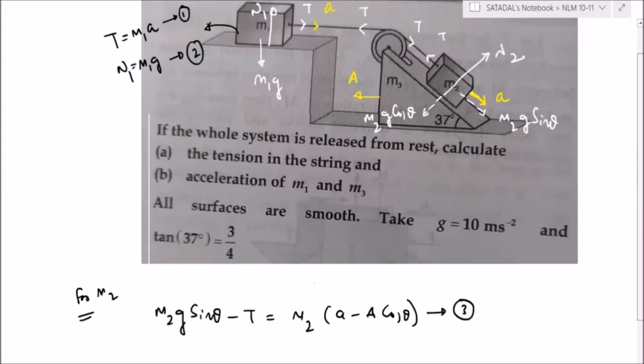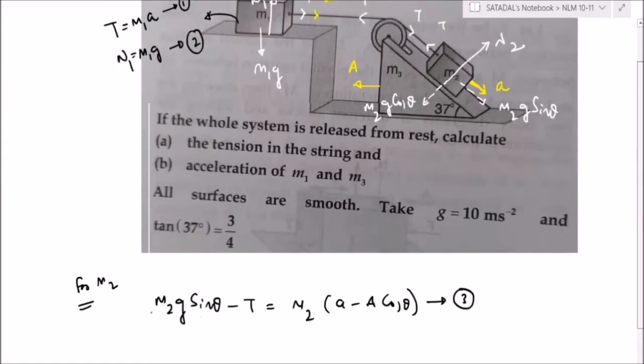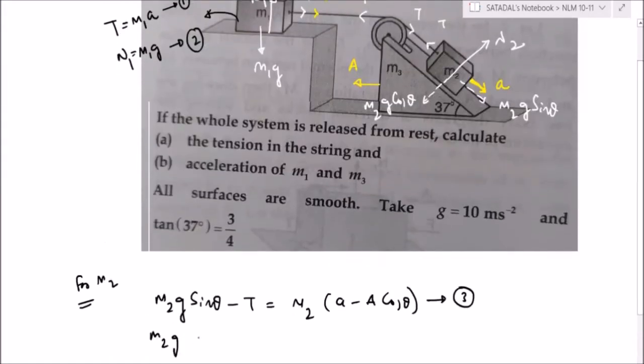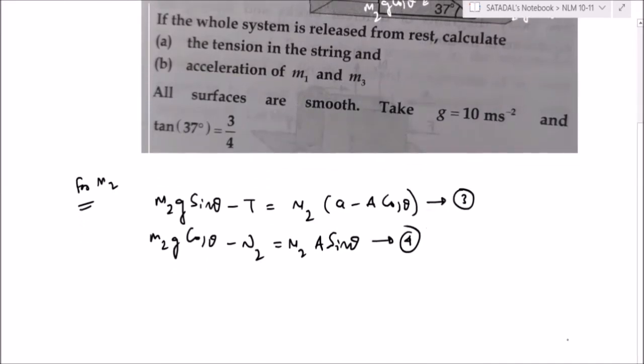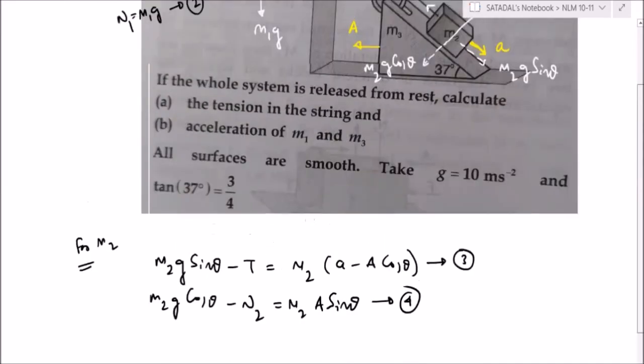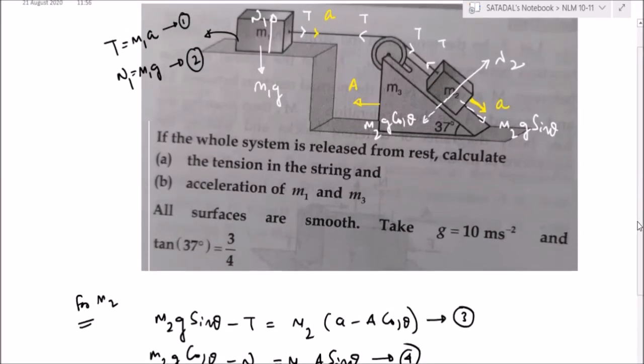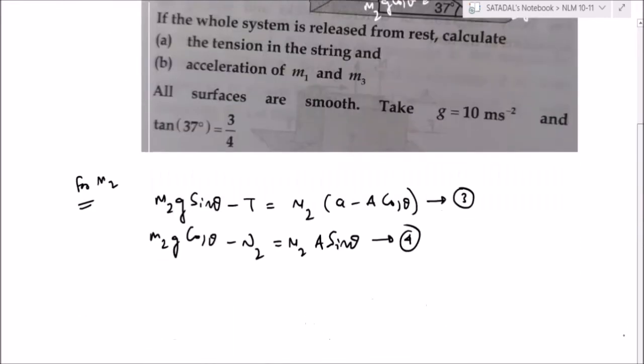What is the other equation? Perpendicular direction. M2G cos theta minus N2 is equal to M2A sin theta. Equation number 4. Is that okay? Clear, everyone? All right. Any doubt, please? No doubt, no? Correct.